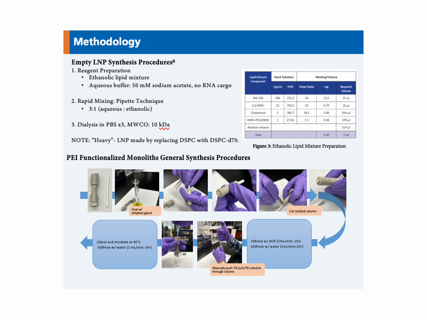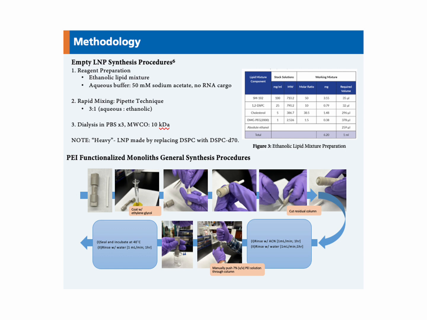As for the PEI functionalized monolith general synthesis procedure, we first started coating the monolith with ethylene glycol before pushing it into the housing. The excess column is cut off, only leaving 2 to 3 millimeters sticking out. We then hook it up to an LC and rinse the column with acetonitrile at 1 ml per minute for an hour, before rinsing it with water at 1 ml per minute for another hour.